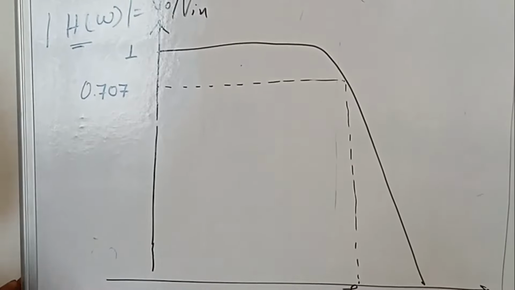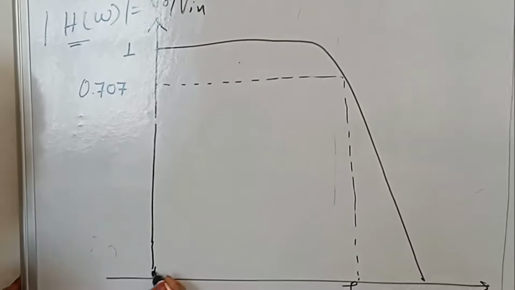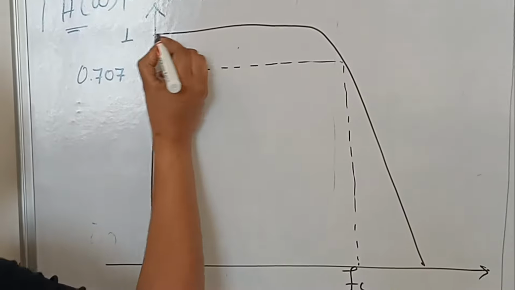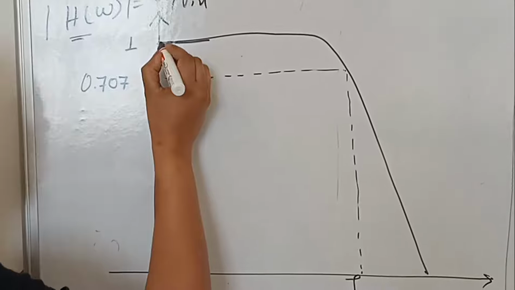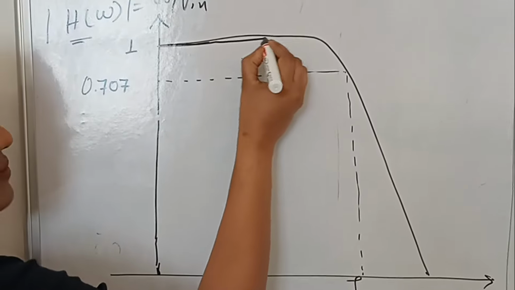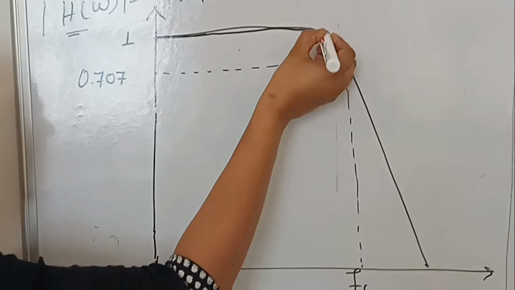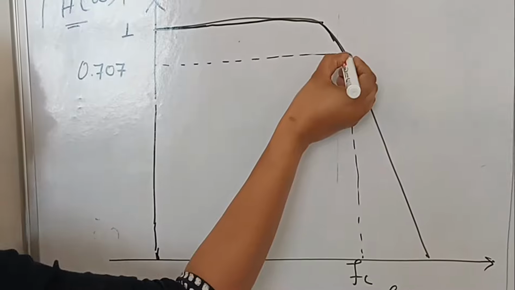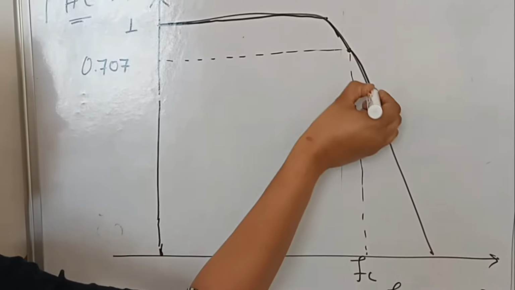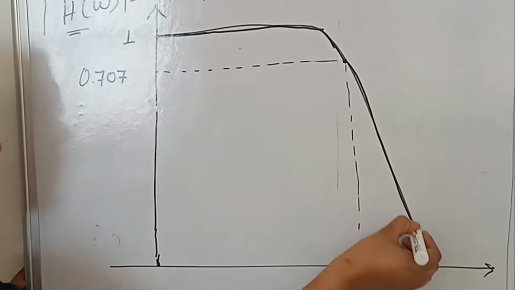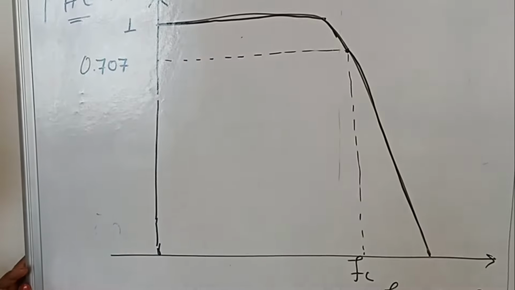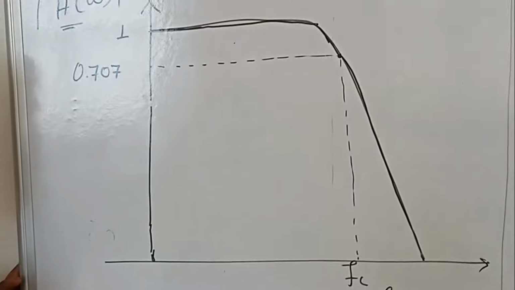So, in case of low pass filter, for initial lower frequencies, the transfer function magnitude will be 1, and this will maintain this constant value of 1 till critical frequency, and beyond this critical frequency, this value will rapidly decrease and will reach 0 at high frequencies.